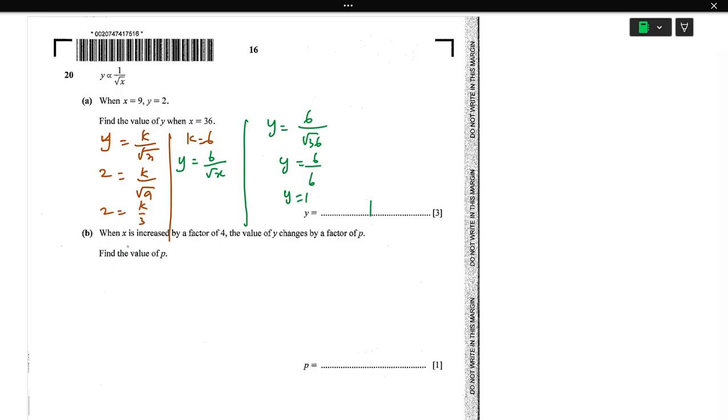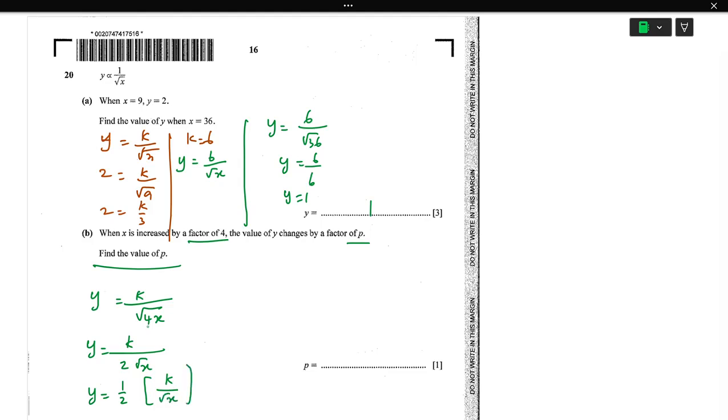The next question: when x is increased by a factor of 4, the value of y changes by a factor of p. Find the value of p. So here y equal to k by square root of 4x, because x is increased by a factor of 4. So y equal to k by 2 into root x, which I can write as 1 by 2 into k by root x.